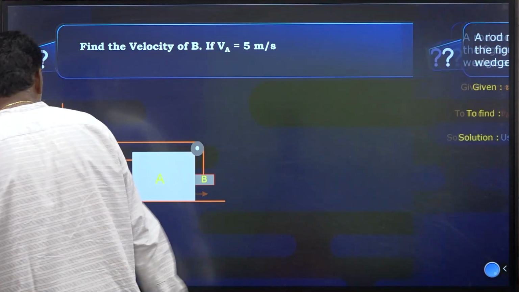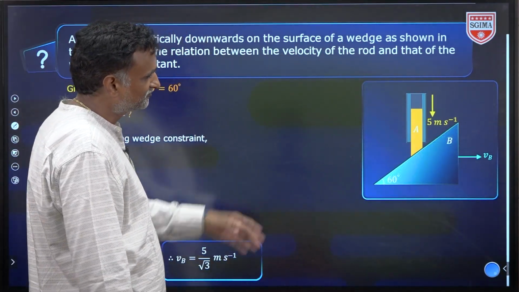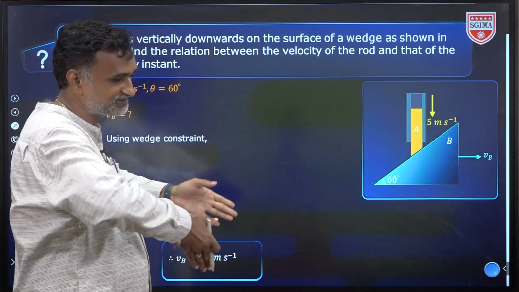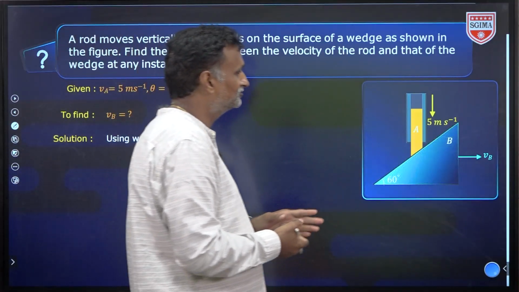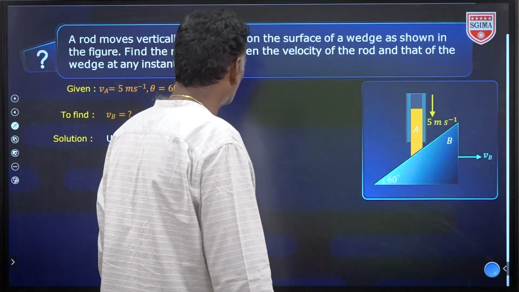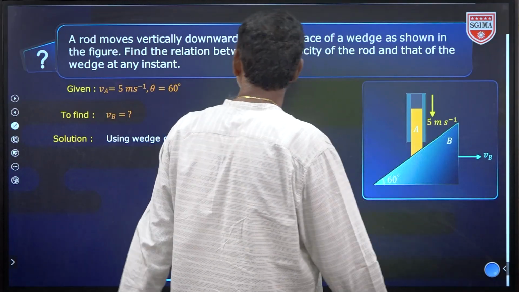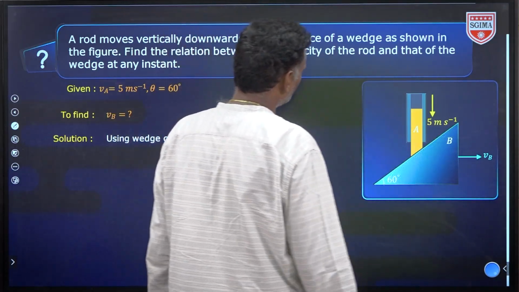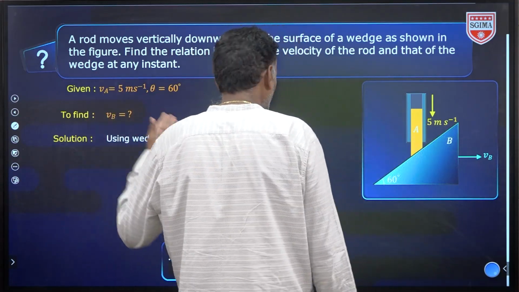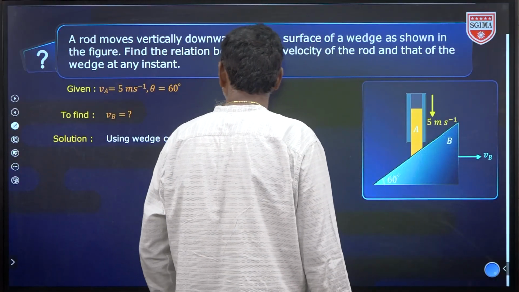Next, here wedge, okay na, when actually one block A is there, it is confined to move in the same direction, means constrained to move in this direction. What is given in the question? A rod moves vertically downwards on the surface of wedge A or wedge B, as shown in the figure. Find the relation between the velocity of the rod and that of the wedge at any instant. Okay na? Given VA equal to 5 meter per second and theta is 60 degrees. So we need to find VB.